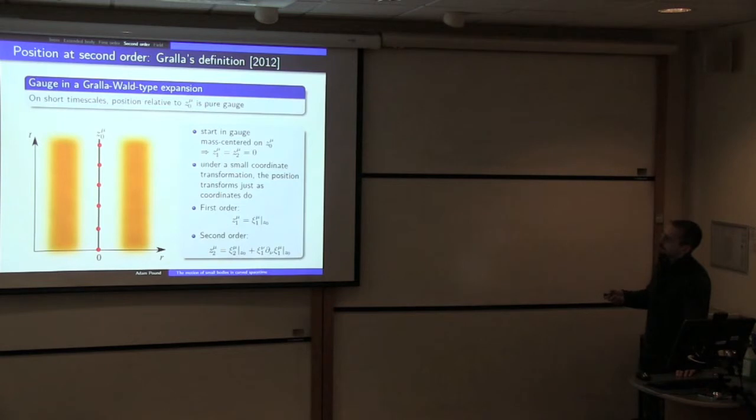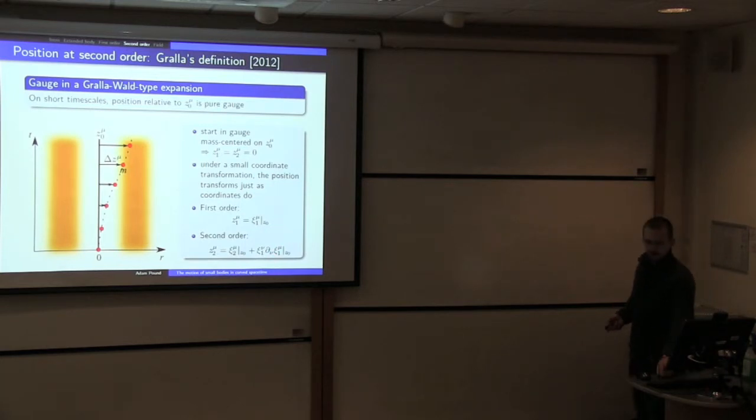So what you do in this case is you start in a gauge that's mass-centered on your 0th order world line. So you've got Z1 and Z2 equal to 0, so the corrections are 0. Then under a small coordinate transformation, the position transforms just like coordinates do. So if you perform a gauge transformation to some other gauge that's more practical, you'll have some deviation from that world line, and the deviation looks like this. At first order, it's just the gauge vector on the 0th order world line. At second order, it's the second order gauge vector plus quadratic pieces of the first order. And you can use this to get equations of motion for how these evolve.